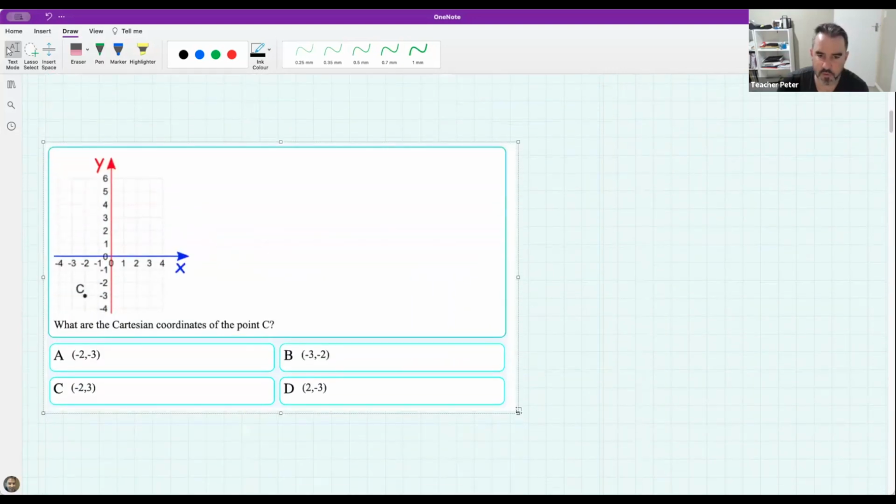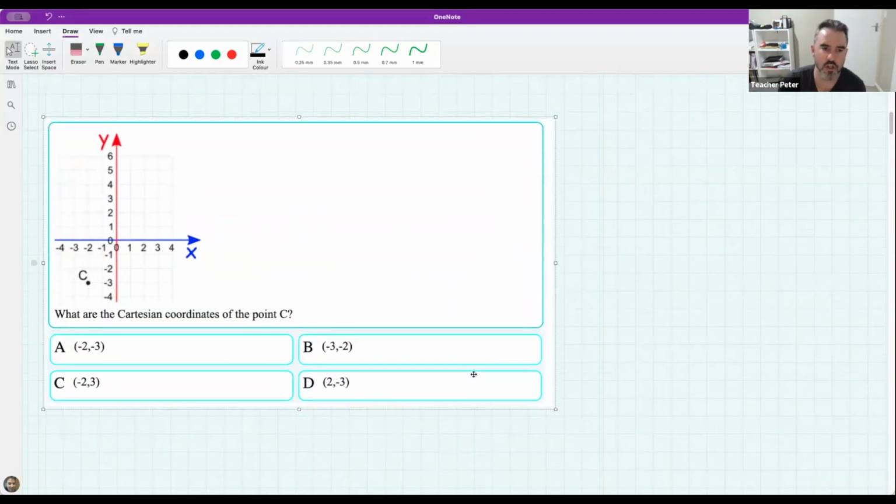Which one goes with the coordinate C over here? Is it A, B, C, or D? So there's a coordinate C, and you need to match it to one of the multiple choice options here. And I want you to put your answer in the chat.